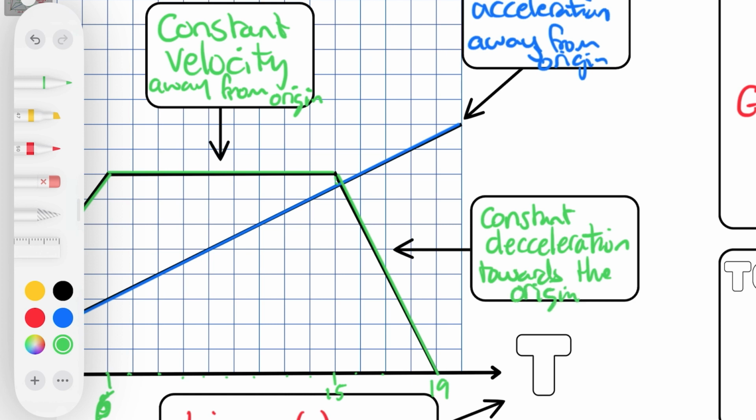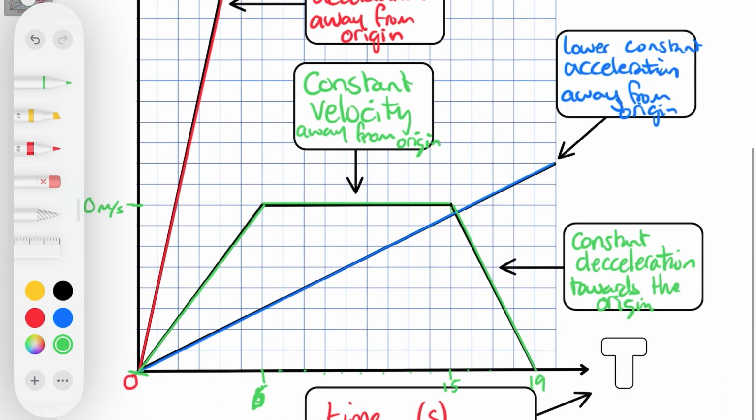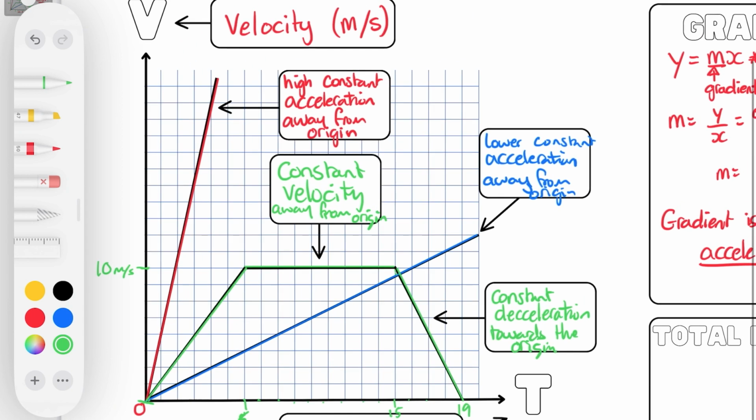Okay. Now the reason I put deceleration is we're slowing down, and that's our special word for when we're slowing down. We say something is decelerating. Okay. They're all our labels.